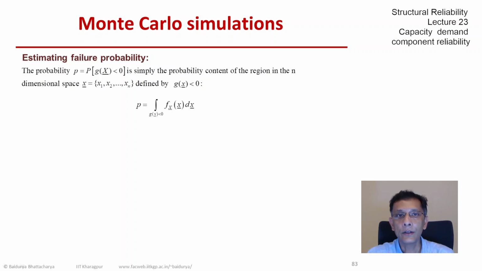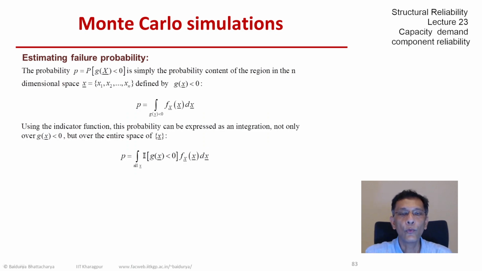So we had in the previous slide that the probability small p, the failure probability, is the probability that the limit state function is less than 0. So this is an n-dimensional integration of the joint density function of all the x's over the region of interest, the failure region. So this much is clear.